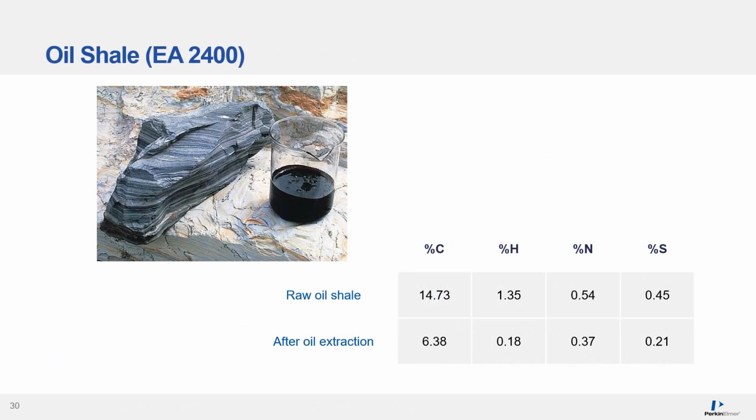And lastly, we have the EA2400 is used for the oil shale industry to monitor the production, where oil is removed by heat in the retort. The percent carbon and hydrogen and sometimes the percent sulfur need to be compared before and after the oil extraction. And so you can see down in the table on the right, raw oil shale, the percent carbon, hydrogen, nitrogen, and sulfur, and then after the oil extraction and how those compare to each other.